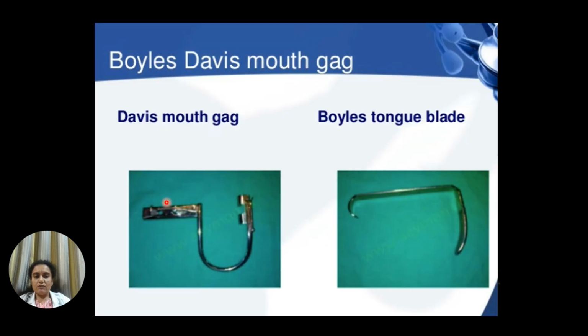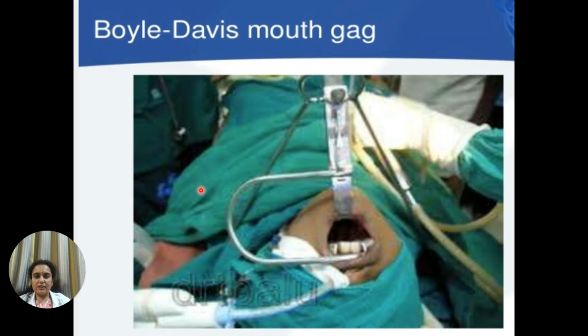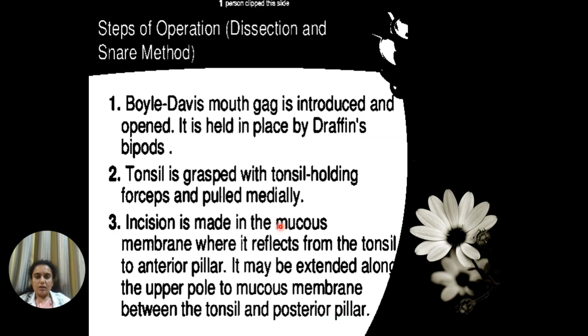So we take a mouth gag which is called Boyle-Davis mouth gag. We insert it, and after inserting it, we take a tonsil holding forceps wherein the tonsil is grasped and pulled medially. An incision is given over the anterior pillar of the tonsils, and then we first remove the capsule, and then the dissection starts from upper pole to lower pole.